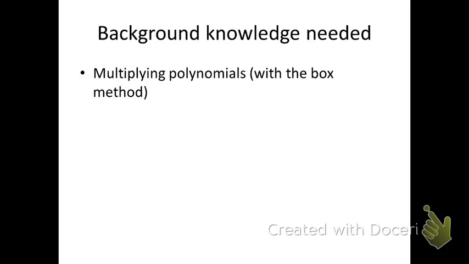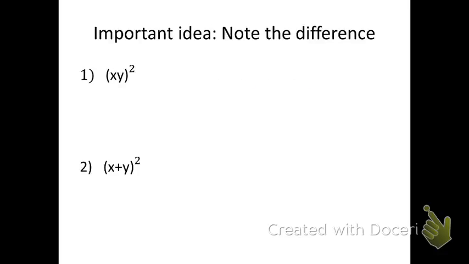Now, the background knowledge needed to understand this video is you need to already understand how to multiply polynomials. Now, I'm going to multiply with the box method. If you've learned some other way, that works too, but if you FOIL or distribute, you should still get the general idea. But I'm going to be multiplying with the box method, so if you understand that, you should understand this video. So before we get started, we need to understand the difference between two different things.